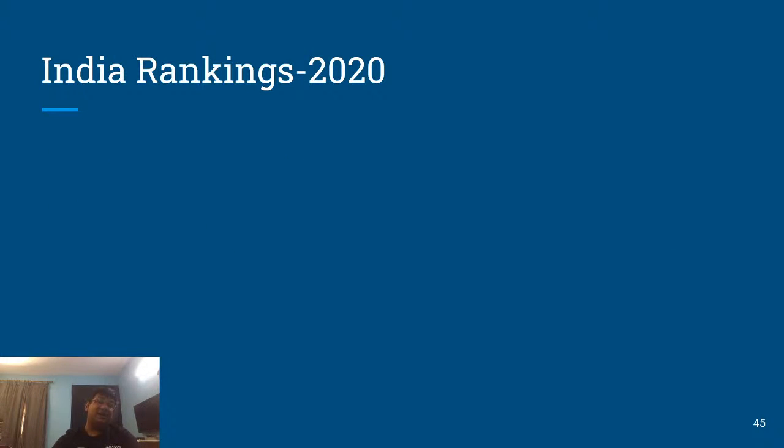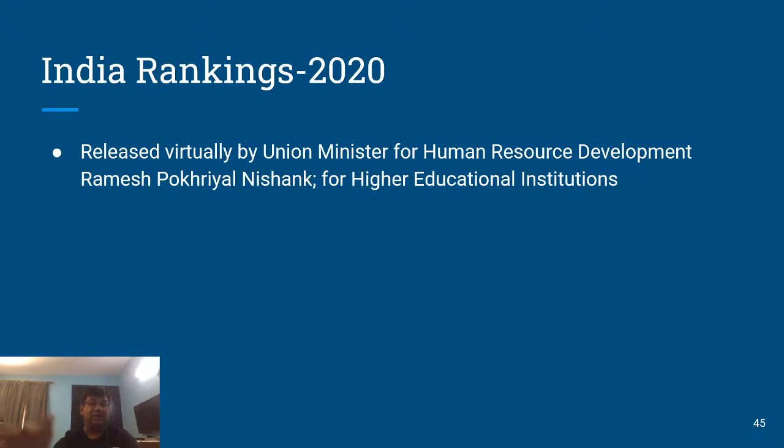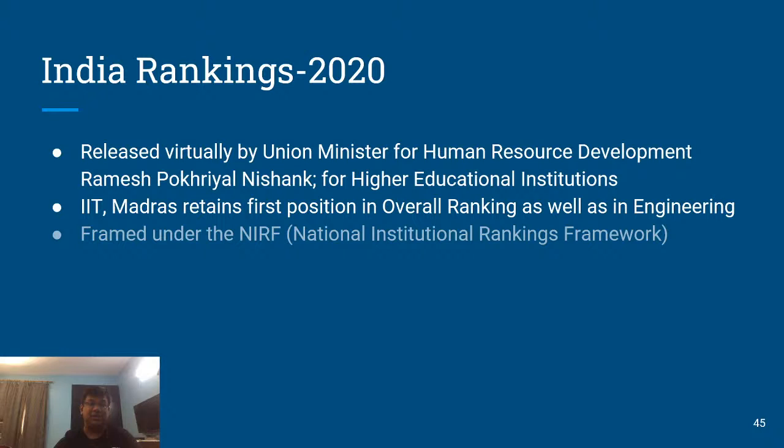Okay, India ranking 2020. This is actually two slides on the same thing. So this is again about education. Released by the Union Ministry of HRD, now called the Union Ministry of Education, released by the Union Minister, who is Shri Ramesh Pokhriyal Nishank, and it's only for higher educational institutions. IIT Madras retains the first spot in overall as well as in engineering. Of course, overall होंगे तो अपनी category में भी आप top करोगे, which is engineering. So all of this has been framed under the NIRF.